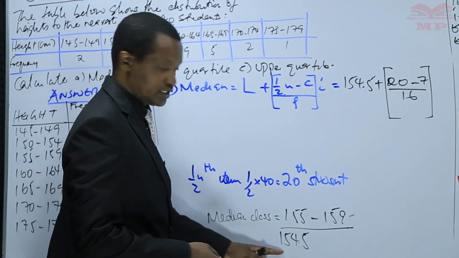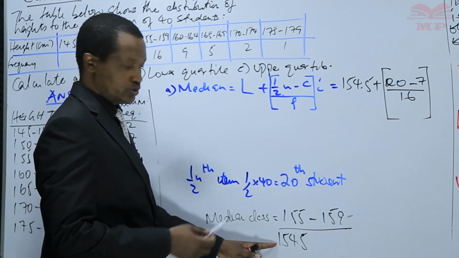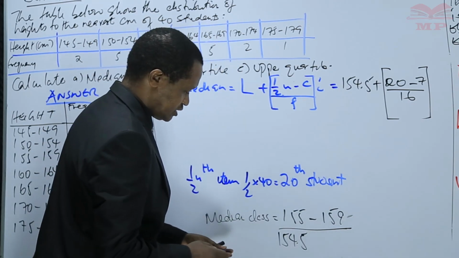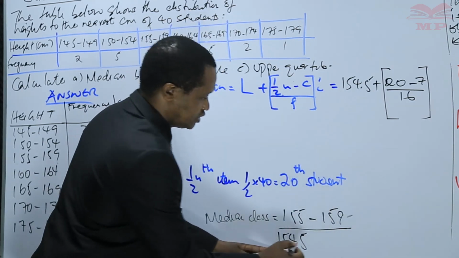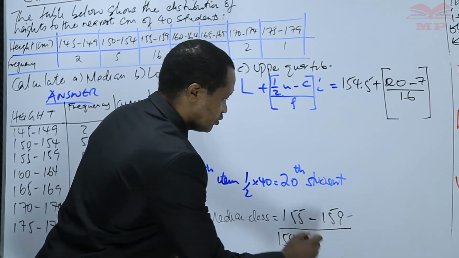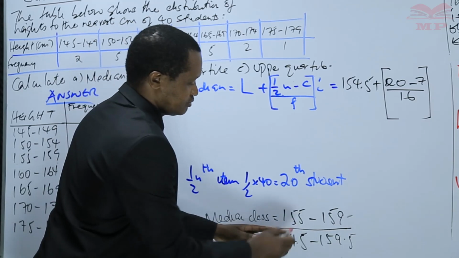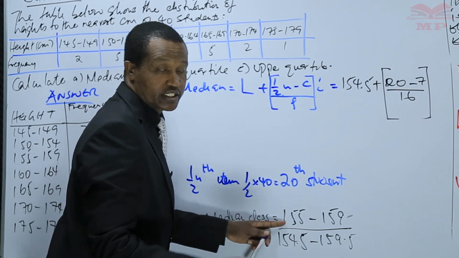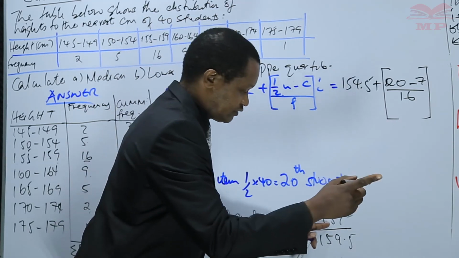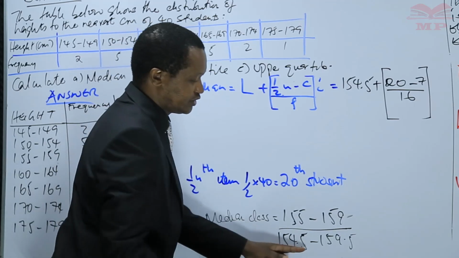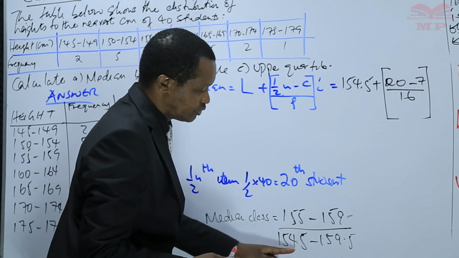Remember, here we use the class boundary. We have the lower class boundary, and we need to determine the upper class boundary. Then getting the difference, we'll have the class interval. For the lower class limit, 155, we deduct 0.5, and 155 minus 0.5 gives us 154.5.